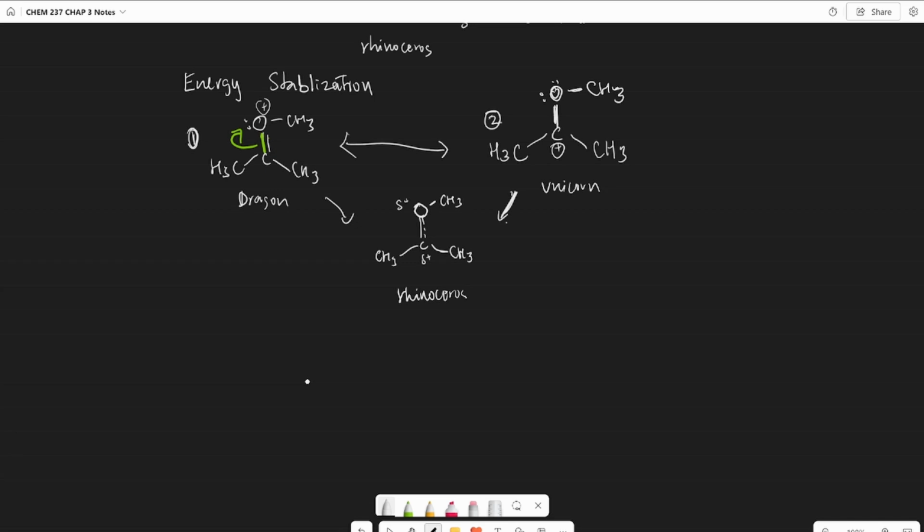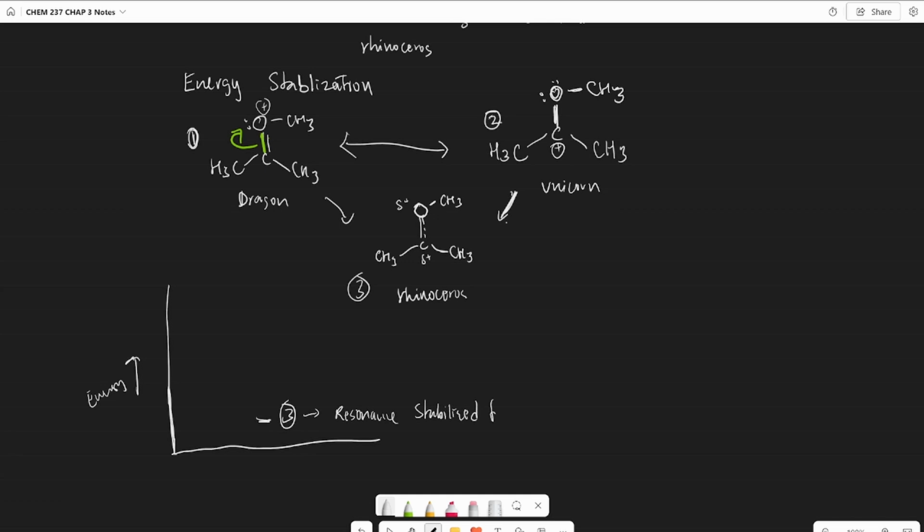Let's mark them as 1, 2, and 3. If you have your energy diagram back here, this is your energy. Which form will have the lowest amount of energy? We know that obviously it's 3 because it's a resonance stabilized form. Now the interesting bit is between 1 and 2. Which one would have less energy, 1 or 2? In this case, it would be 1, and the most energy would be in 2.